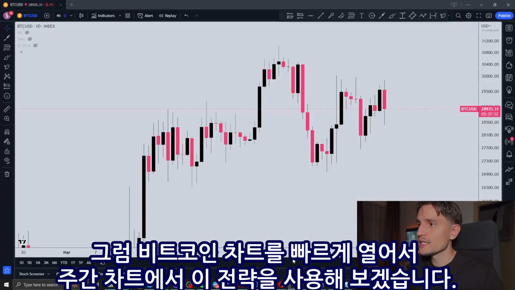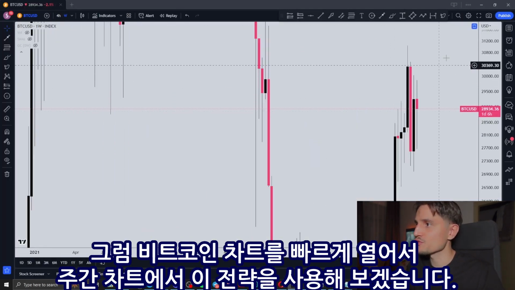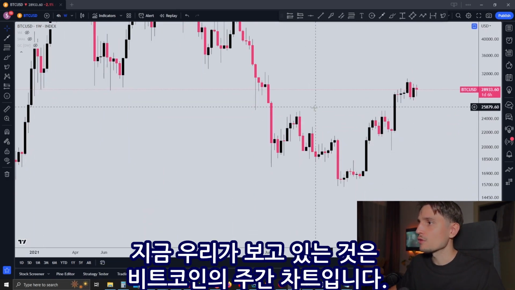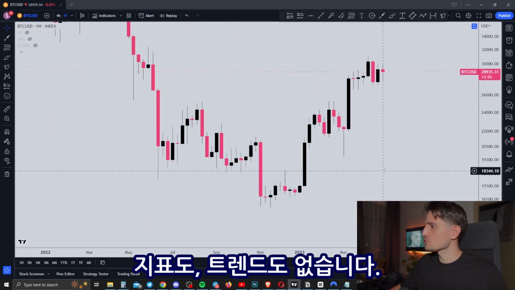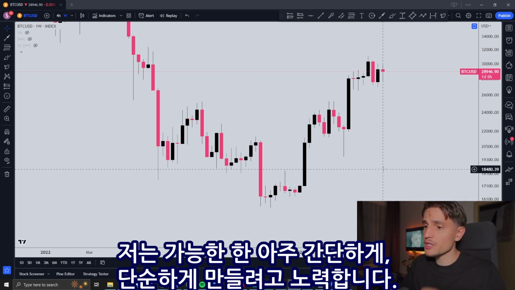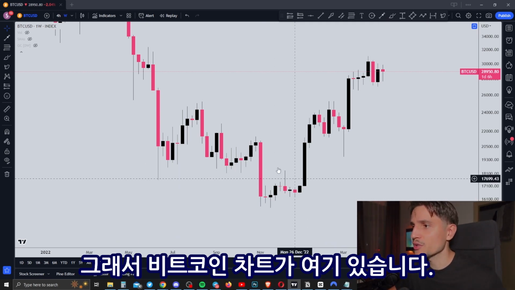So let's open the Bitcoin chart real quick and let's use this type of strategy on the weekly time frame. So what we have right now, this is the Bitcoin chart on the weekly time frame. No indicators, no trend lines. I just tried to keep it as simple as I possibly can, guys. So basically we have the Bitcoin chart right here.